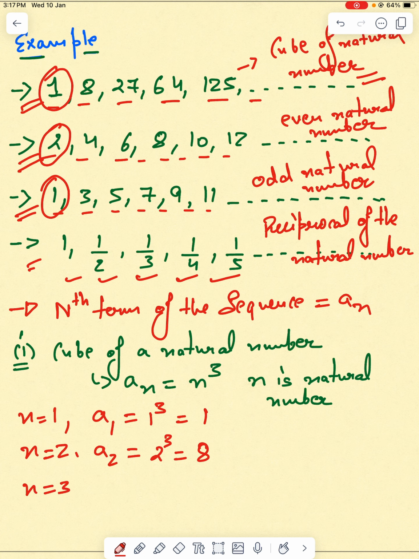Similarly, if you put n equals 3, you will get your third term, that is a3, which is 3 cube, which is equal to 27. So this is the way you can find any term you want.